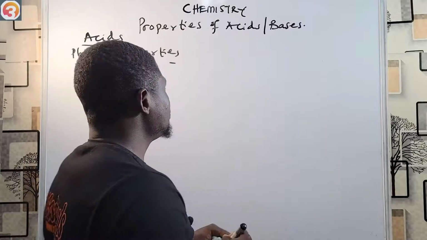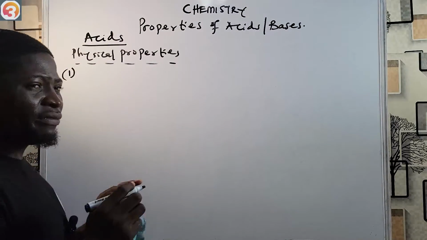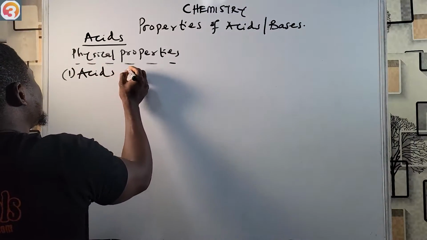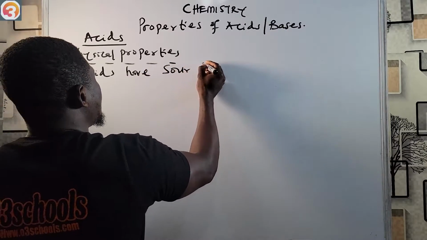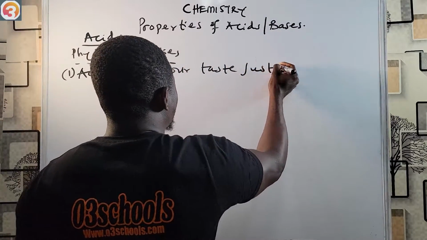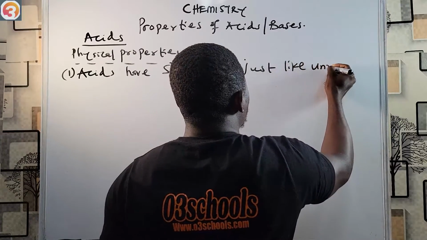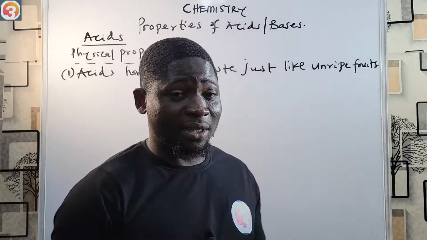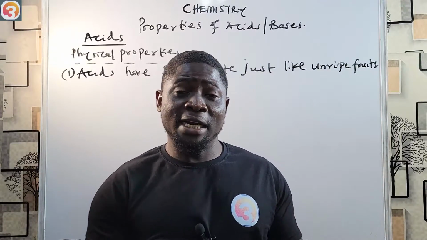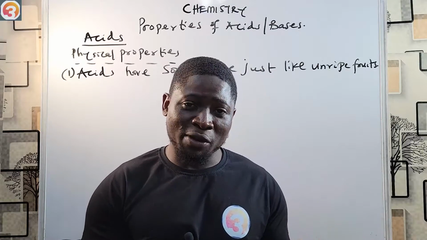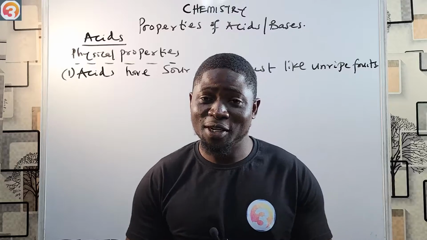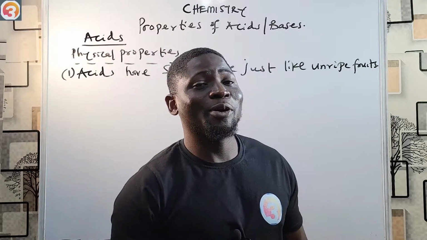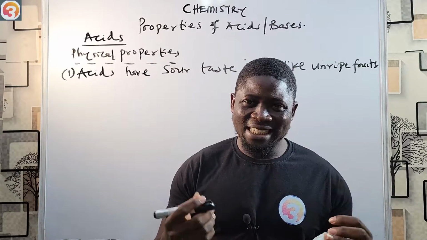Number one, acids have a sour taste, just like unripe fruits. If you're watching this video right now, there's a very high probability that you have tasted an unripe fruit before. Far back in primary school or secondary school, you're going home, you saw a mango tree, because the ripe ones are at the top. You can just jump and pluck an unripe one, and you tasted it, and you see that sour taste.